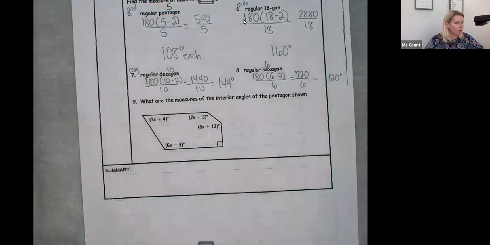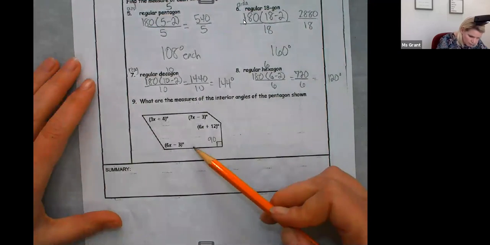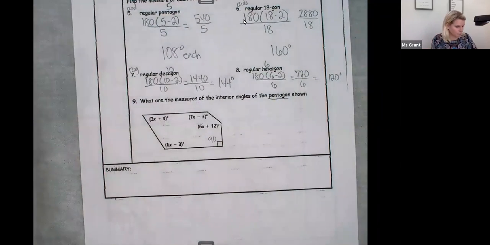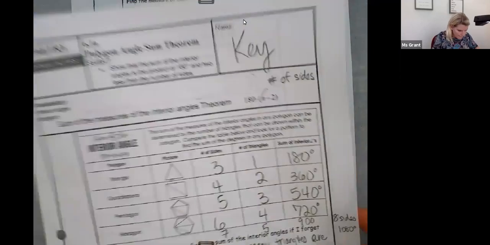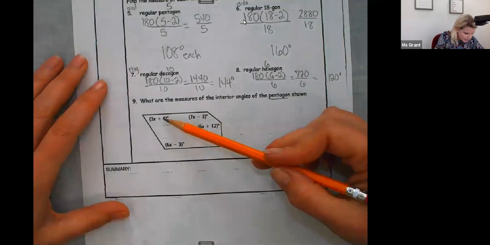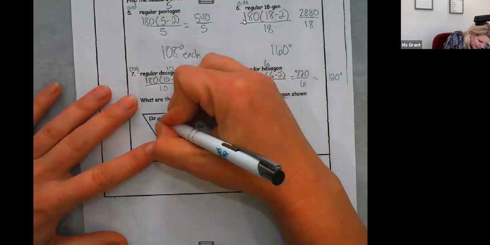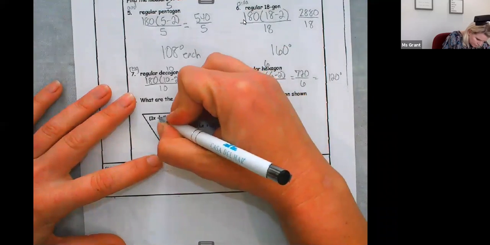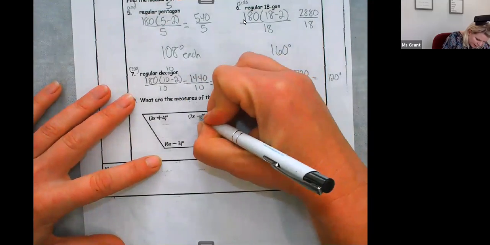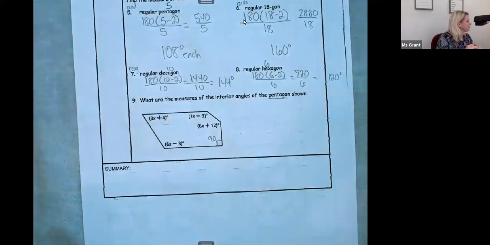Number 9. What are the measures of the interior angles of the pentagon shown? Well, obviously the only thing we know is this 90 degrees. But how many sides does it have? Well, it says pentagon, guys. So go back to my front. Pentagon, 540 is the total when you add up all these 5. Please keep in mind that this is a 3x plus 4, 6x minus 3, 7x minus 3, 6x plus 12.